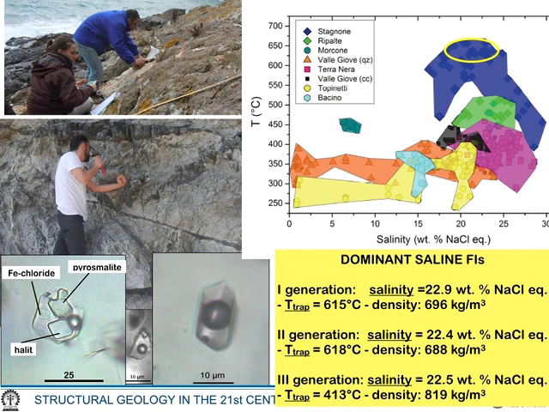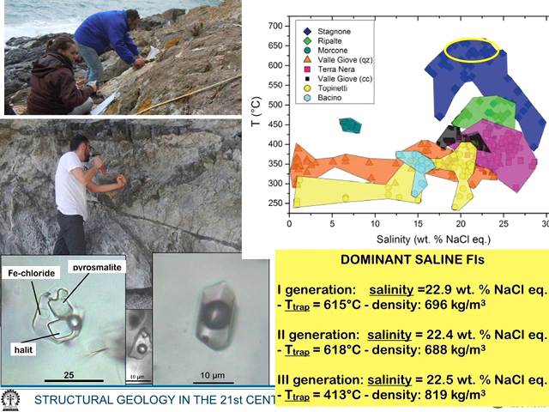And these data can be reported in a diagram of salinity versus temperature. So looking at our tourmaline-rich geothermal-enriched veins, we have this location in the diagram. So the parental fluids for tourmaline were characterized by a temperature of about 600 degrees and a salinity of about 25. So it implies a magmatic origin and very high temperature. So for the first generation, we have salinity at about 23 and temperature and density, as you see, estimated by these computations.